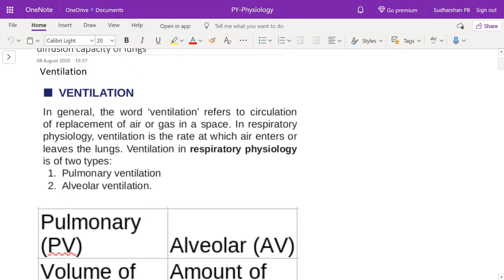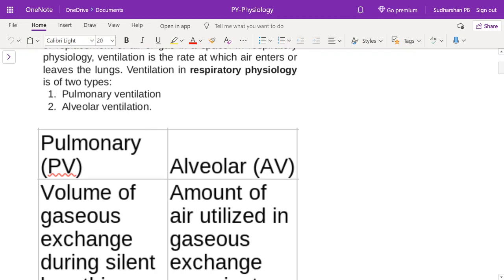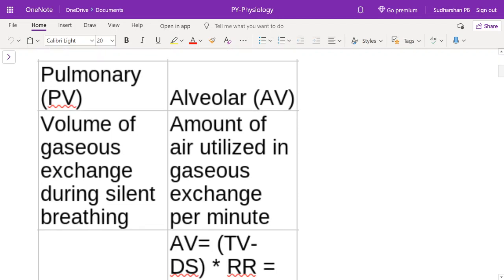So ventilation is nothing but the circulation or replacement of air or gas in a space. Just remember this much. And in this we have two kinds of ventilation, pulmonary and alveolar. In the table we can see the difference.